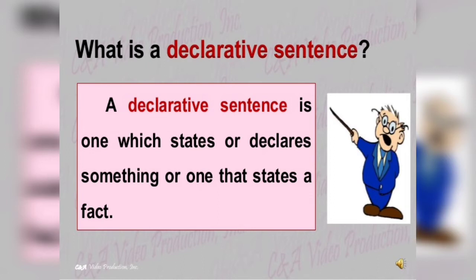If I say, he is my brother, correct? So I am declaring something, or I am stating something. Have you understood? We'll try to understand this whole definition of a declarative sentence with a small example. Correct? So now let us see the example of a declarative sentence.